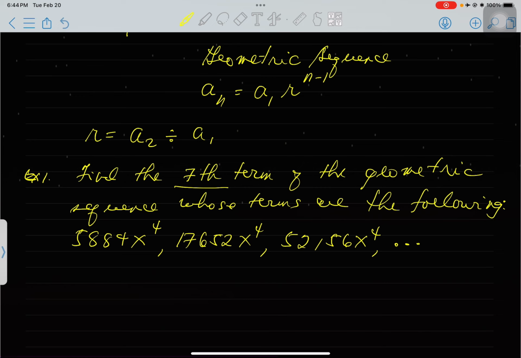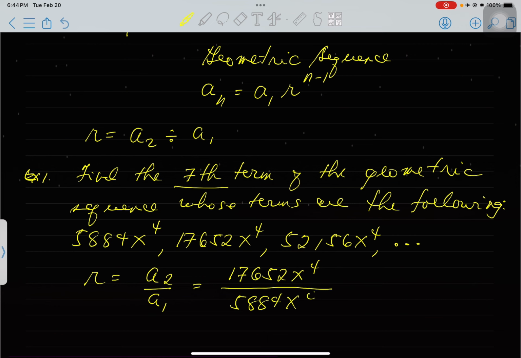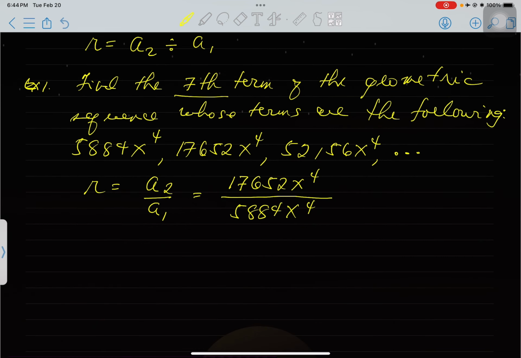Again, our first step is we're going to find out the value of our constant ratio, denoted by R. R is equal to the second term divided by the first term. We have now 17,652 x raised to the power of 4 all over 5,884 x raised to the power of 4. If we divide 17,652 by 5,884, we will have our R, which is equal to 3. Okay, and our x to the power of 4 will be cancelled out. So our constant ratio is equivalent to 3.